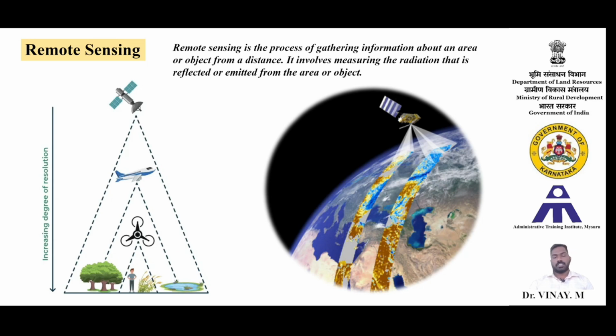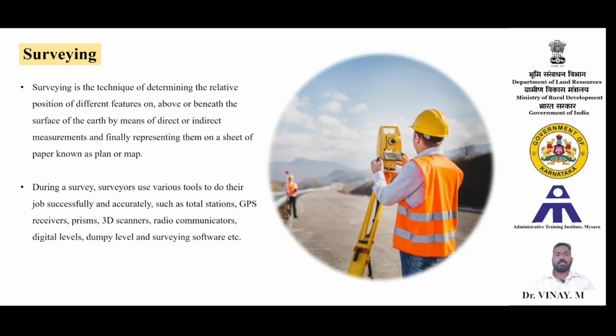So ultimately remote sensing is nothing but the collection of data about the earth without being in physical contact, capturing that information, and based on it we are able to extract meaningful information. Then the next technology is surveying. Surveying is a technique of determining the relative position of different features on, above or beneath the surface of the earth by means of direct or indirect measurements, and finally representing them on a sheet of paper known as a plan or map.